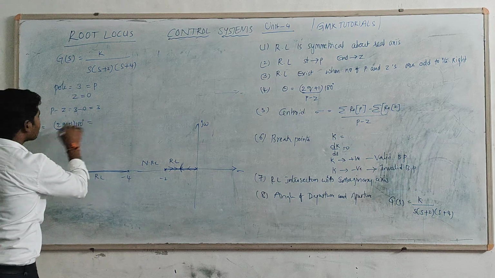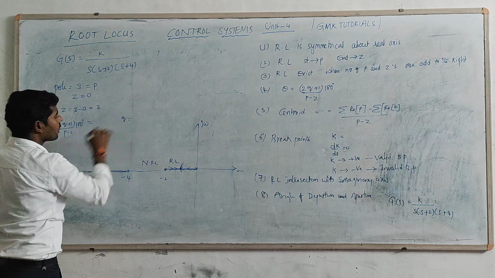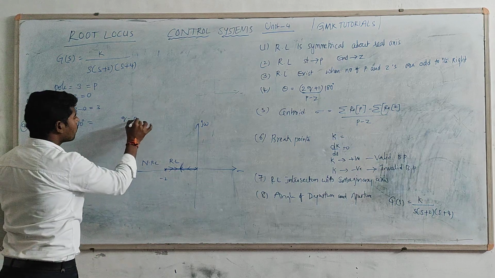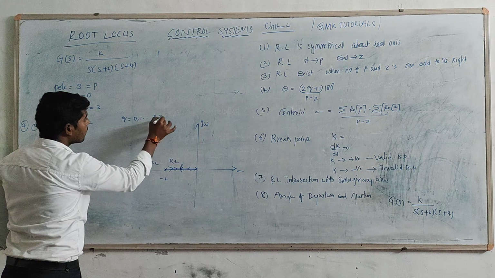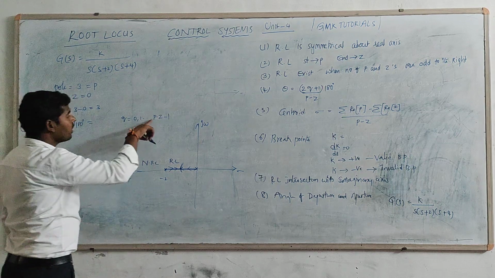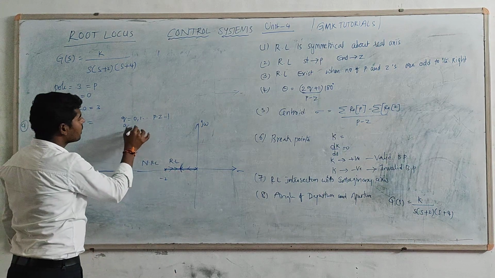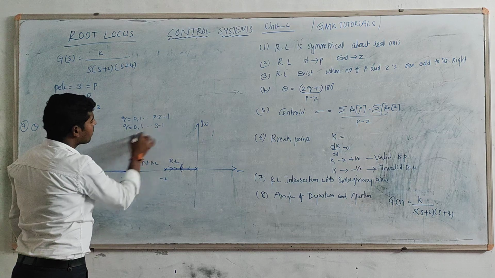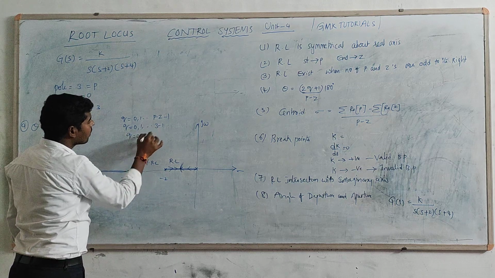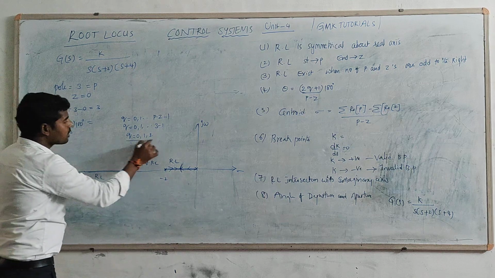This is the formula, right? The formula for q is equal to the range 0, 1 up to p minus z minus 1. This is the range of the q value. Here p minus z is equal to 3, right? Therefore q is equal to 0, 1, up to 3 minus 1. Therefore q is equal to 0, 1, and the last value is equal to 2. So therefore q is equal to range.